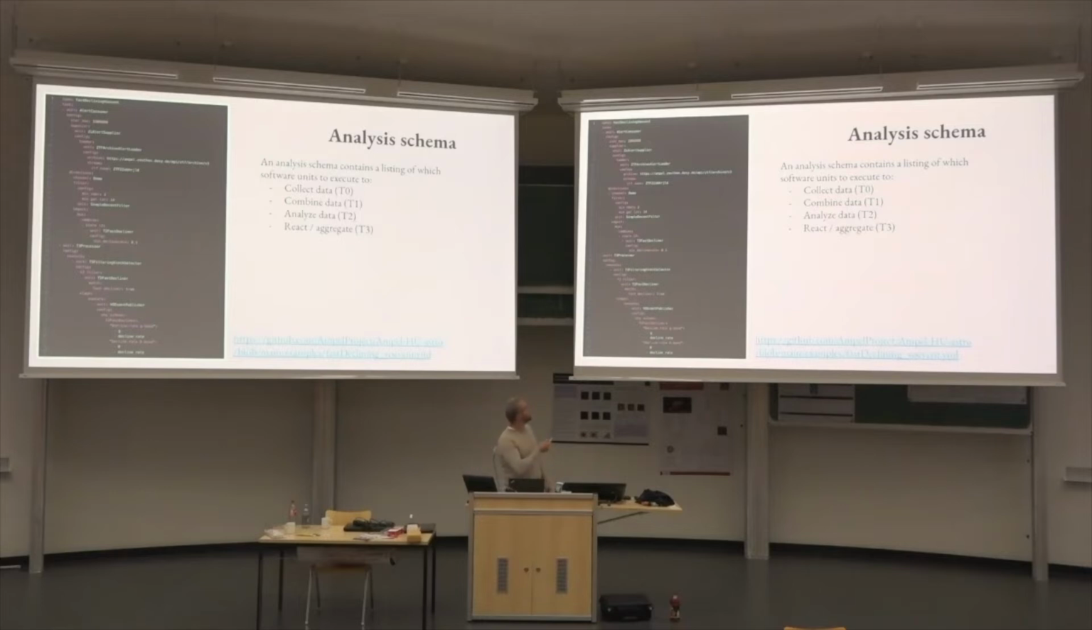An analysis schema contains a listing of all the software units needed to carry out some sort of pipeline. Internally, we divide that into different tiers. So we can collect data, combine data, then the data is analyzed, and then at the end, you react or aggregate the data in some way. And in all of those stages, you then have different units that can carry out some sort of scientific work.